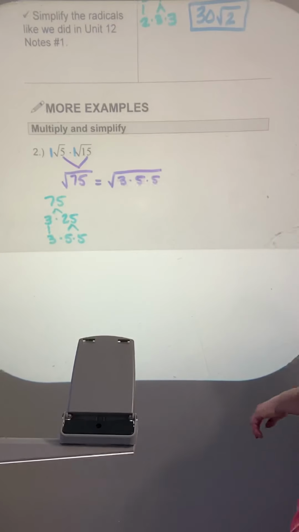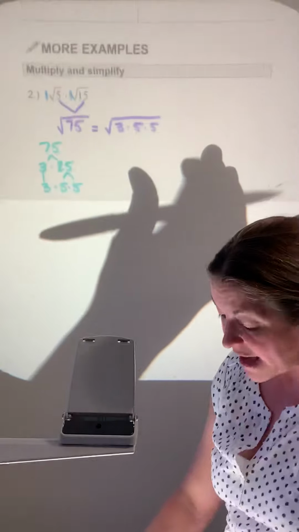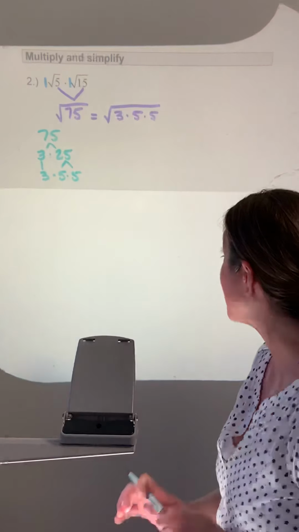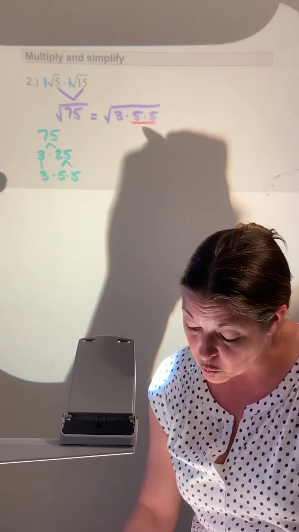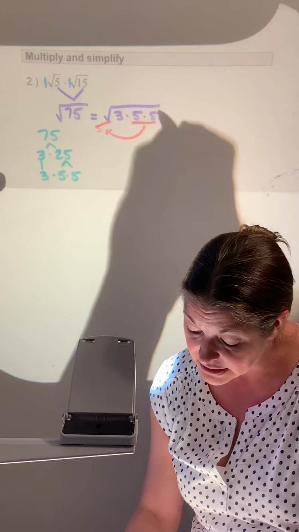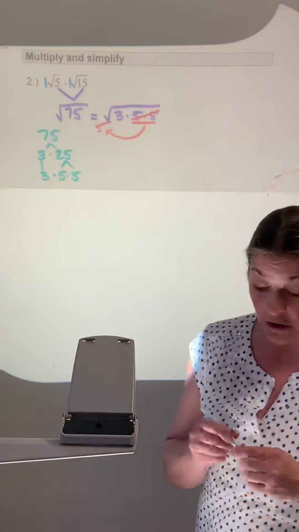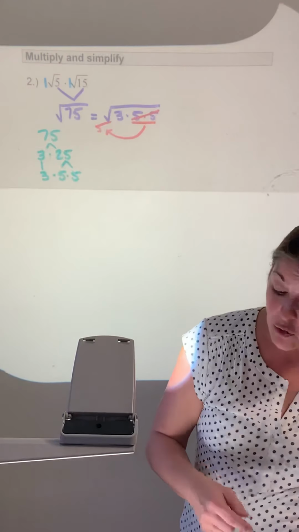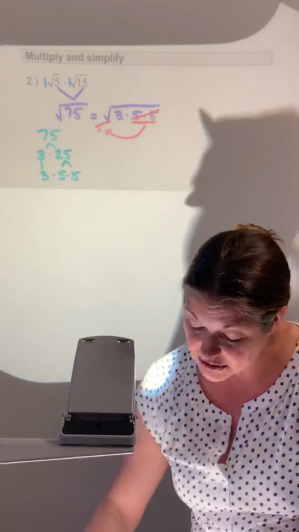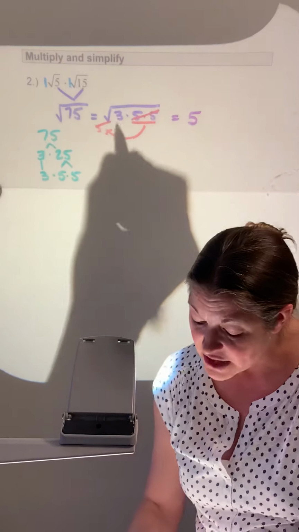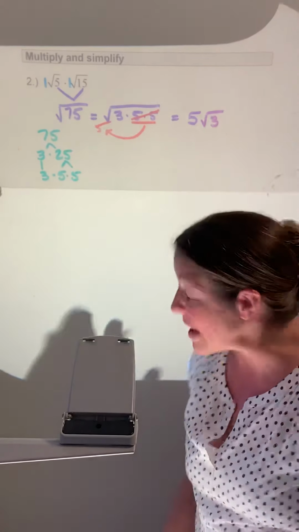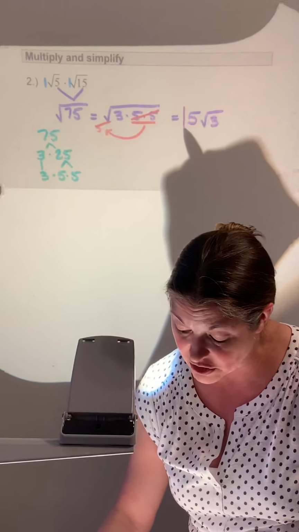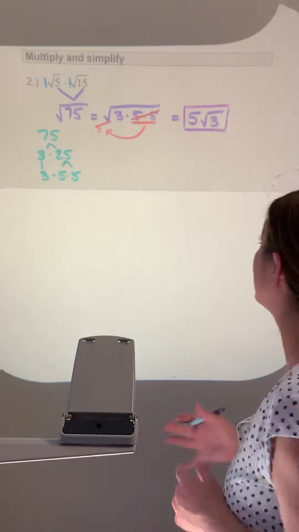So I notice that I've got two 5s there, so we're going to pull one of those out, and then cross them both out from underneath. There's no number in the front, so the 5 will just be the 5. This 3 does not have a partnership or a pair. He's all by himself, so he stays underneath. So your answer is 5 radical 3.